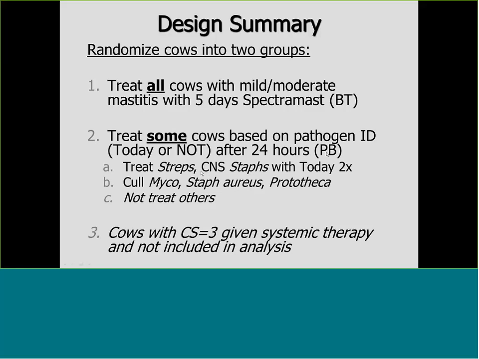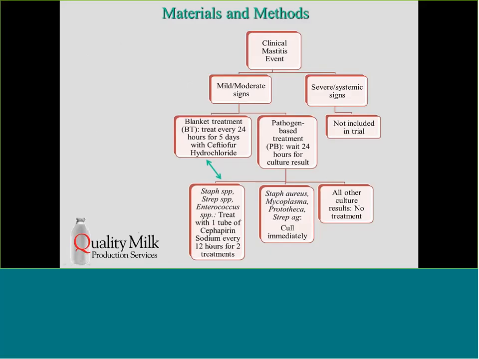And we treated the strep and coagulase negative staph with today. And in both groups, if the result came back as Mycoplasma, Staph aureus, or Prototheca, they were culled, okay? And any of those cows, like I said, with clinical score 3 were given systemic therapy. In this case, it was XNL and hypertonic saline, and they were not included in the analysis.